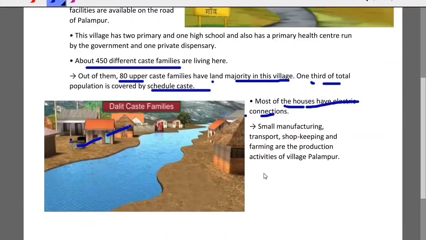Transportation facilities are there, dispensaries are there, primary schools are there, and the majority of persons are dependent on agriculture. But other than agriculture, some persons are doing manufacturing activities, transport activities, shopkeeping. Some persons have shops and other persons are doing farming activities.